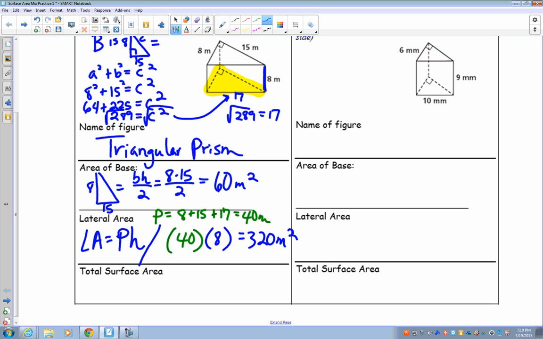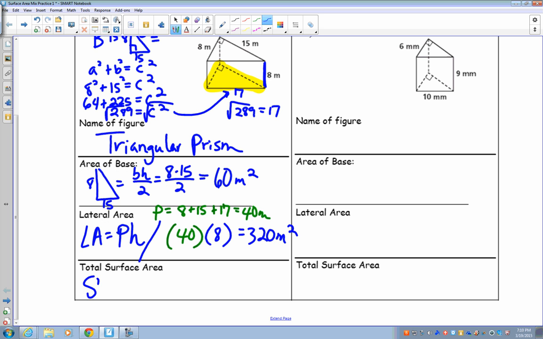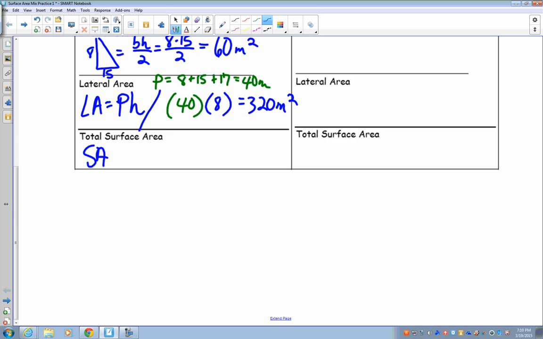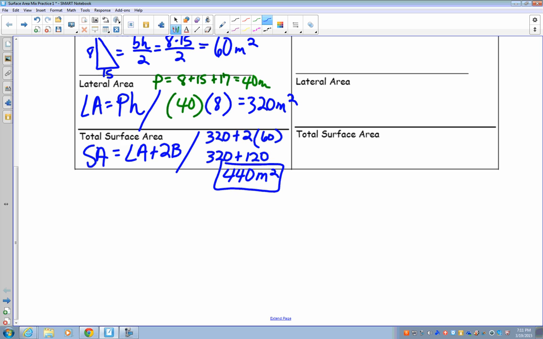Now to do the total surface area, we take that lateral area plus the two bases. So now I'm going to substitute the parts. We have the 320, which is our lateral area, plus 2 times our base, which was 60. So 320 plus 120 gives me a total surface area of 440 meters squared. Alright, so I just did number 1.